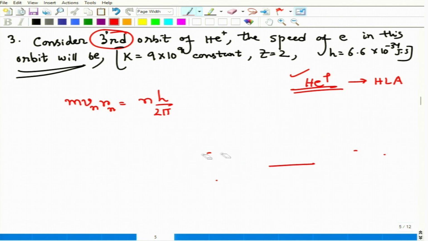This is correct, mvr equals nh by 2 pi. We know this part, but r_n we don't know. We needed r_n, then we can put it in. What was r_n?